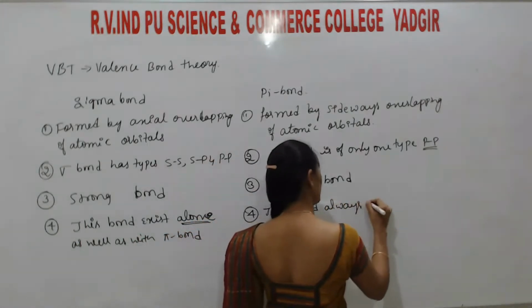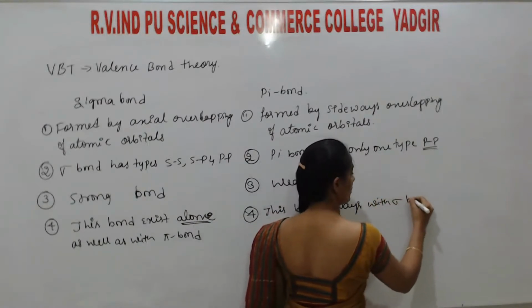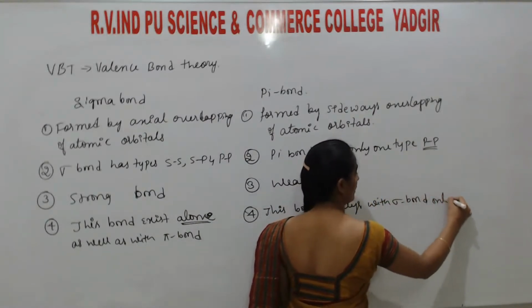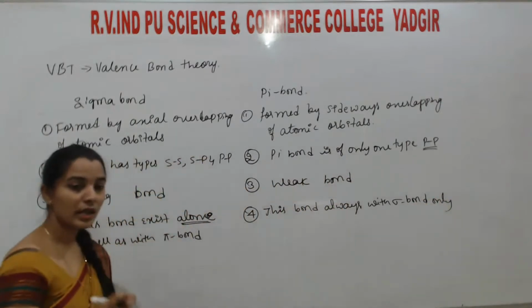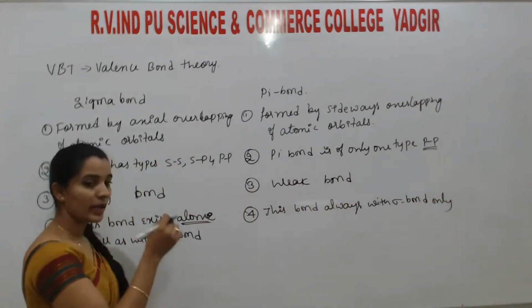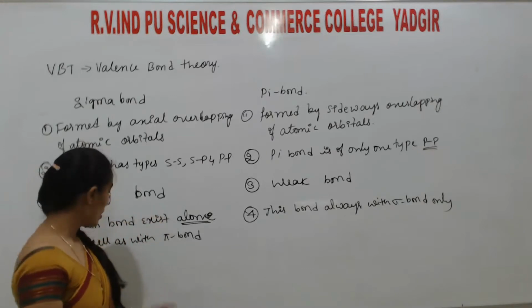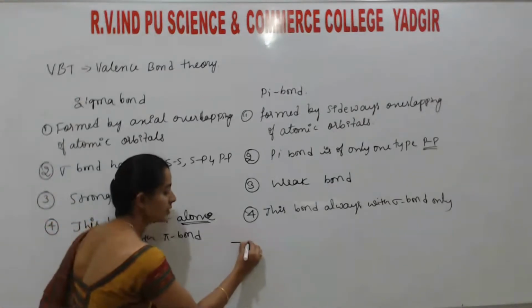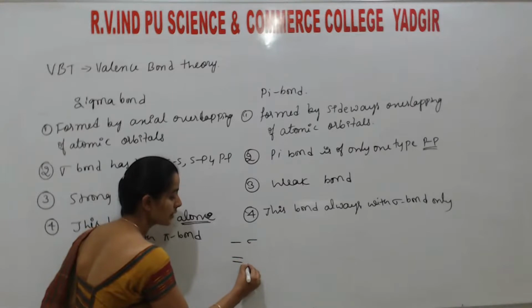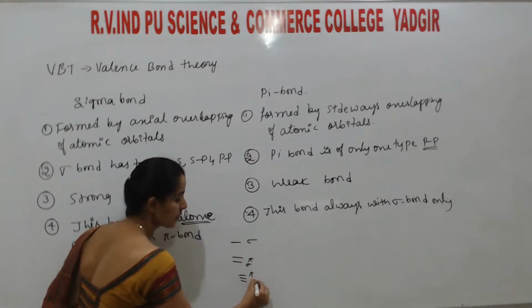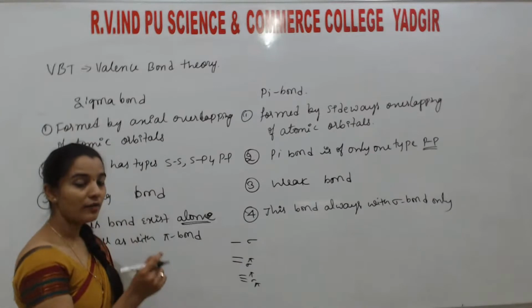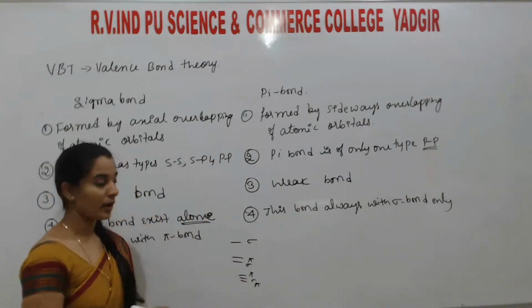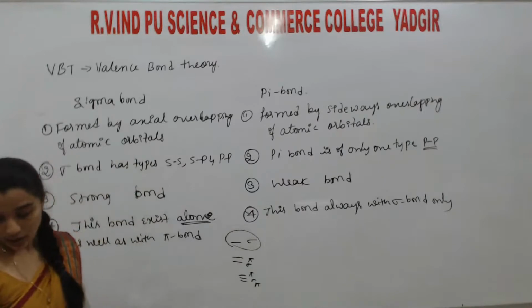Next, this one is always with a sigma bond only. Means the pi bond is always along with a sigma bond, but the sigma bond can exist alone or along with a pi bond. Means if one bond is there, that is always a sigma bond. A single bond exists, but a single pi bond alone does not exist. So this is a single bond, sigma, I told. This is sigma pi. So the pi bond is always present along with the sigma bond, but the sigma bond is present alone.